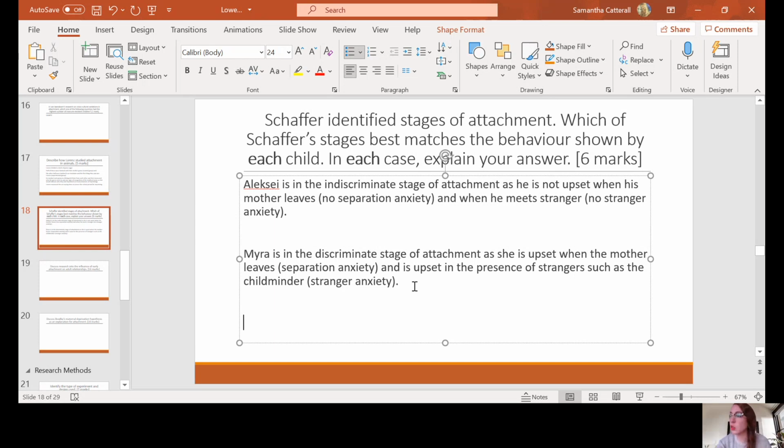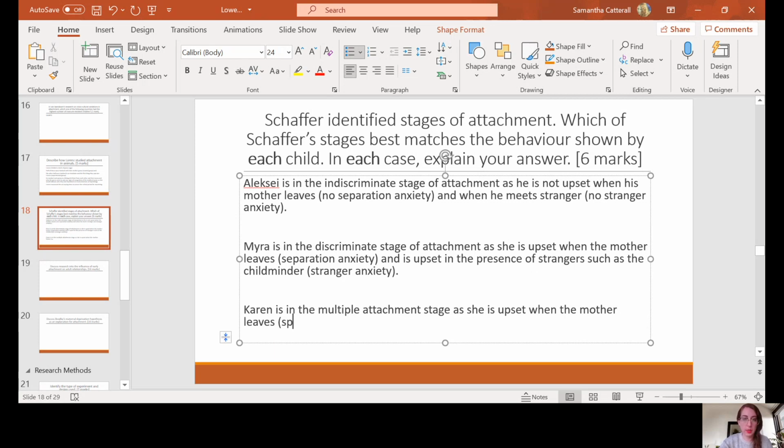And then finally, the last child is Karen. And she's in the multiple attachment stage because she is upset when the mother leaves, naturally, as most children are, unless they're insecurely attached. Or, I mean, insecure resistant, they'd be quite loud. But that's not asking for that in this question, so you don't need to even think about that. And so Karen is in the multiple attachment stage.